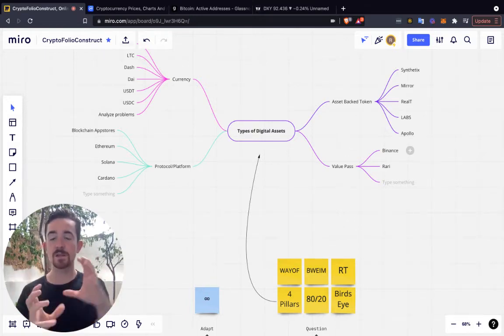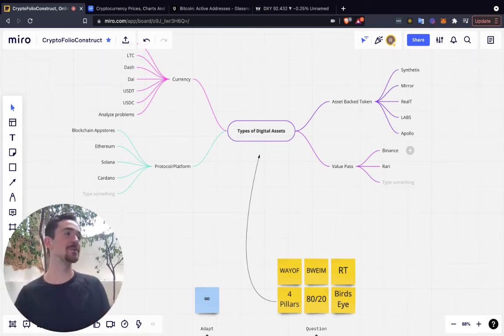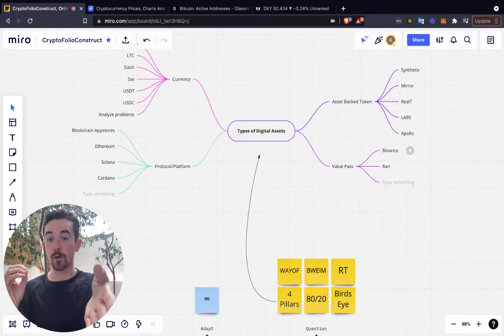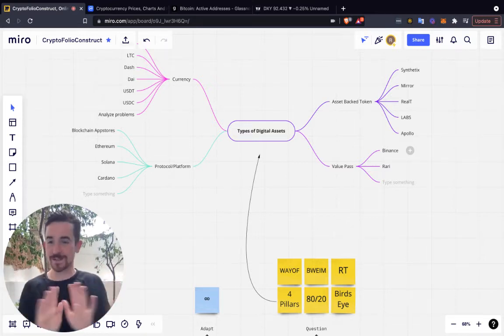So understanding these four main categories you can break things up into is important, because when you go into doing your own research, you shouldn't necessarily be comparing Bitcoin, which is almost in its own category, to something like Rarible, right? Completely different in my opinion. Rarible is not trying to be Bitcoin.